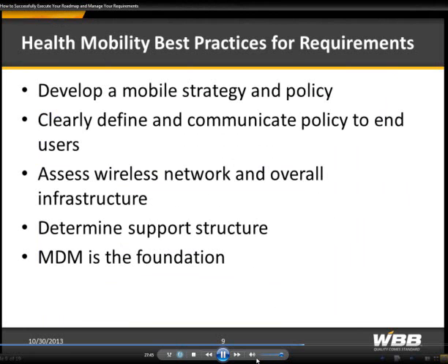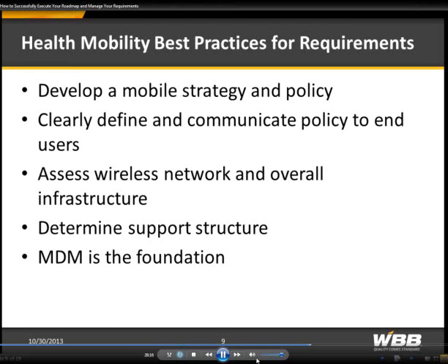Some of the best practices from a health mobility standpoint is, like I said, developing a mobile strategy and policy surrounding that, and adhering to all the policies from a federal mobile standpoint as well as from a health regulation standpoint. Clearly define and communicate the policy to your end users. And when I say end users here, I mean all the stakeholders. It could be internal to your agency. It could be the healthcare organizations, the physician offices, the hospitals, the clinicians, the pharmacists that you're dealing with.